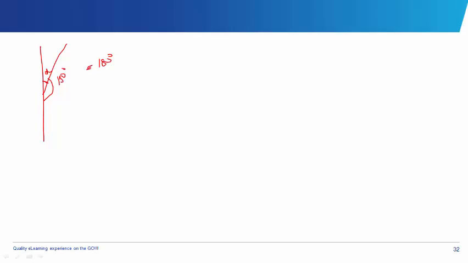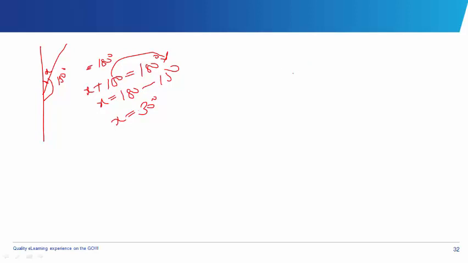So if you call here x, it means x plus 150 equals 180 degrees. And x will now be equal to 180 minus, if you take this to this side, minus 150. Therefore, x will give you 30 degrees.